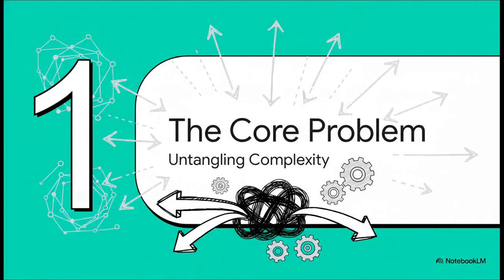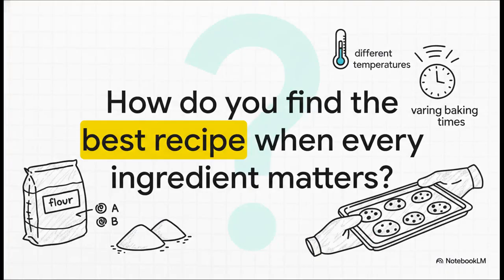All right, let's start with the big challenge. Why do we even need a special way to design experiments? Well, it all comes down to one thing: untangling complexity. Think about it like this. Say you're trying to create the perfect recipe. You've got different flours, different amounts of sugar, different baking times, different temperatures. So how do you find that perfect combination? The way most people do it is they test one thing at a time. First, you tweak the sugar. Then you tweak the flours. But we all know it's not that simple, is it?